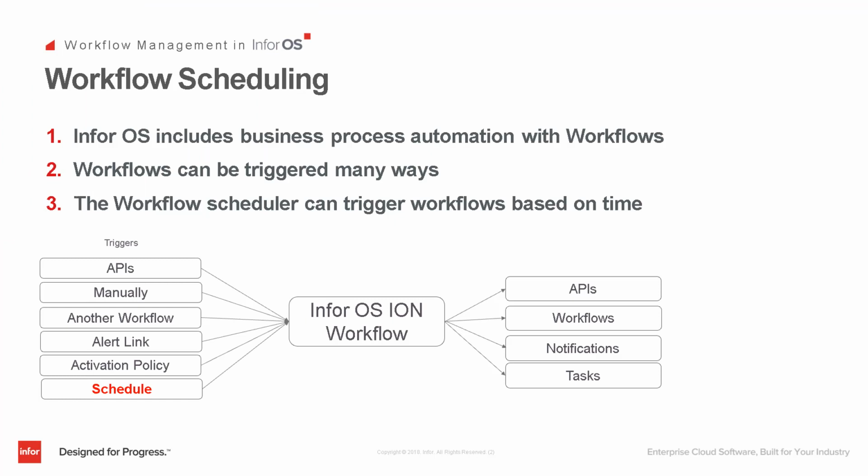The Infor OS platform contains a component called workflow. It is a business process automation solution, and workflows can be triggered in many ways. On the left, you can see it can be triggered by APIs, manually, by other workflows, from a link and an alert, due to an activation policy, or what we're going to talk about today is a scheduler. Schedulers trigger workflows based on time. Let's take a look at how this works.